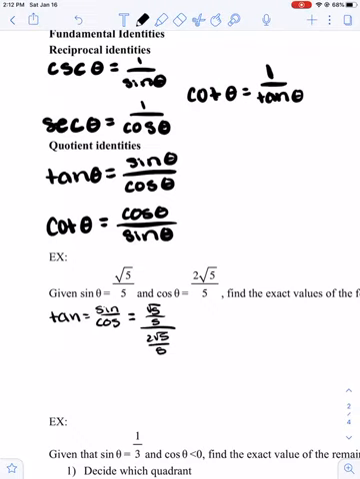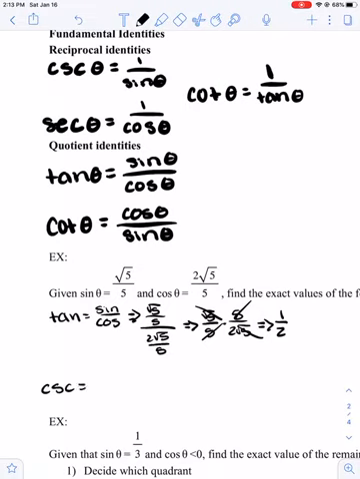We have 2 fractions divided by each other, so we're going to multiply by the reciprocal. So square root 5 over 5 times 5 over 2 square root 5. Here, those 5s cancel, those square root 5s cancel, so I'm left with 1/2. So tangent equals 1/2.